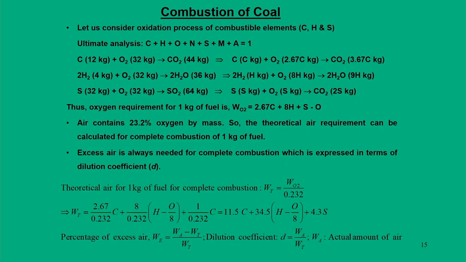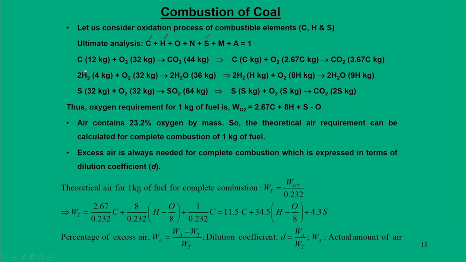Now, let us try to analyze the oxidation processes of the combustible elements, that is carbon, hydrogen and sulfur. If you take a complete analysis with all the components by mass, C plus H plus O plus N plus S plus M plus A is equal to 1. Out of these constituents, only carbon, hydrogen and sulfur take part in the oxidation process. Already oxygen is there, and to make their oxidation process, we have to supply oxygen.